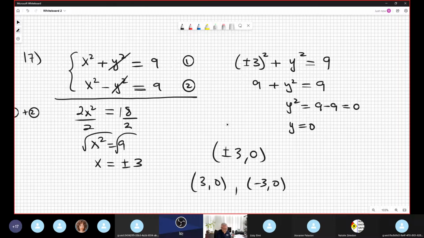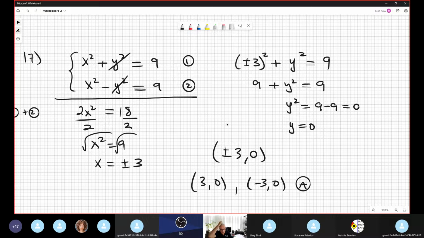2 point solution. It's exactly it. Let me see. 17, no? 17 is the option 3, 0. Minus 3, 0. I suppose it's the option A, no? Let me see, minus 3, 0. No, it's the option A. I guess so. Option A, yeah.